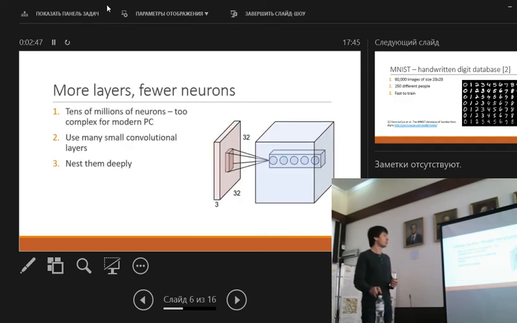So what could be the solution for this? The solution is to go deep, to have many layers of neurons in the deep neural network, but each of them very small. On the screenshot on the left you can see a convolution layer with a tiny little filter. It's a 5x5 filter, but you have many of them.